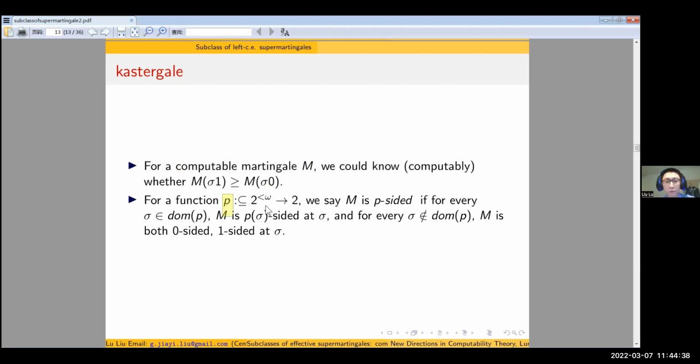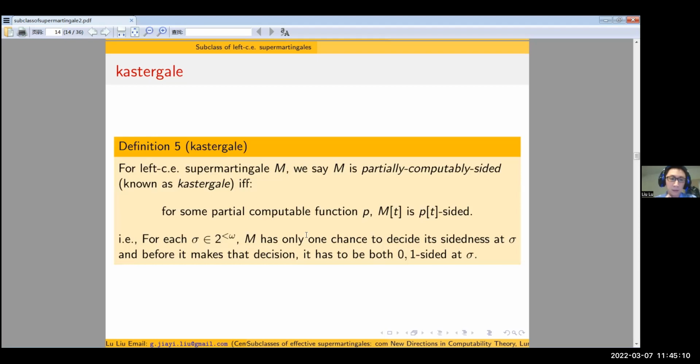Given a partial function P on binary strings, we say a supermartingale M is P-sided if for every binary string sigma in the domain of P, M is P(sigma)-sided at sigma. In other words, this P is an indicator of how M is sided at each event. And for every sigma not in the domain of P, M is both zero-sided and one-sided. A castle-gale is a supermartingale where there is a partial computable function P so that for every string sigma, M is P(sigma)-sided at sigma.